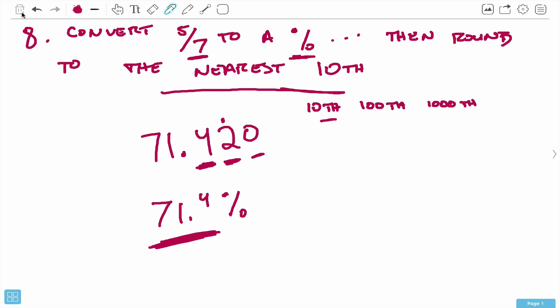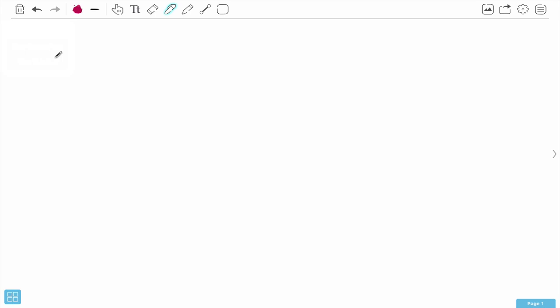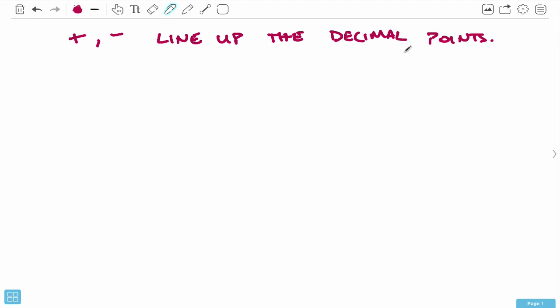So moving on to number 9. Number 9, and actually number 10, we're going to get into the addition and subtraction of decimals. So this is pretty easy, and just like with the others, there's a rule to remember. When we're adding or we're subtracting decimals, the best way to do it is to line up the decimal points. Okay, so just remember that when you're working on these.